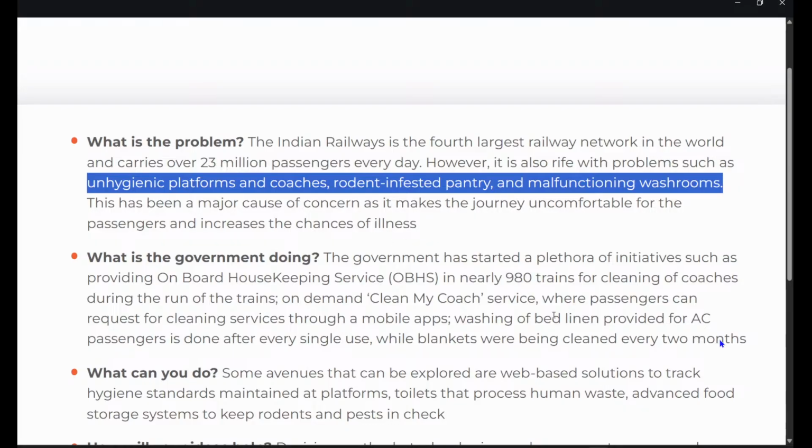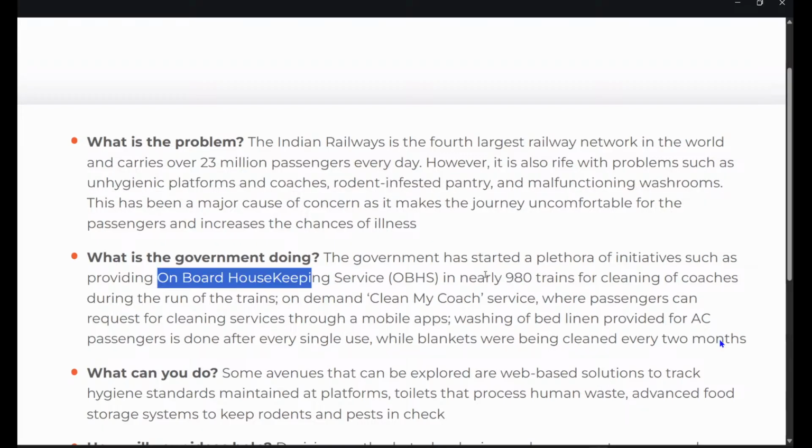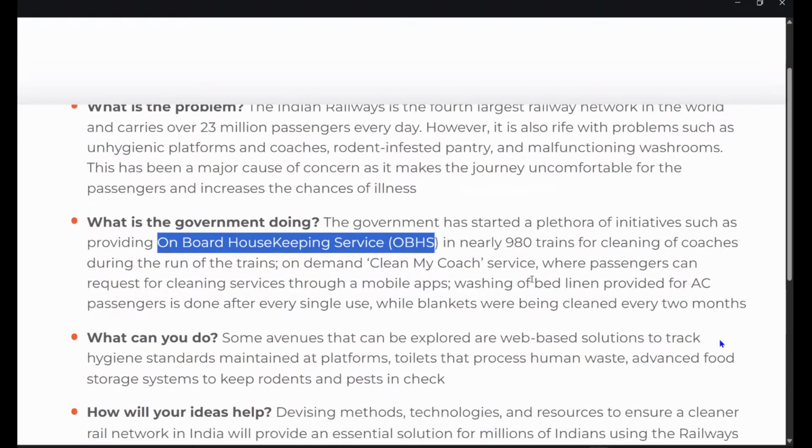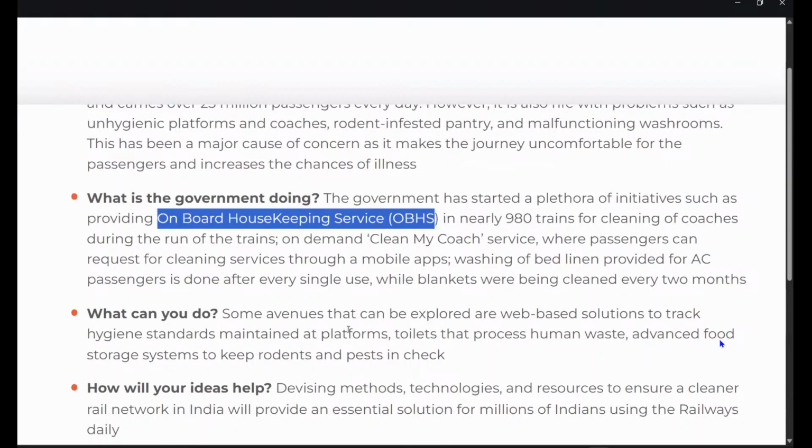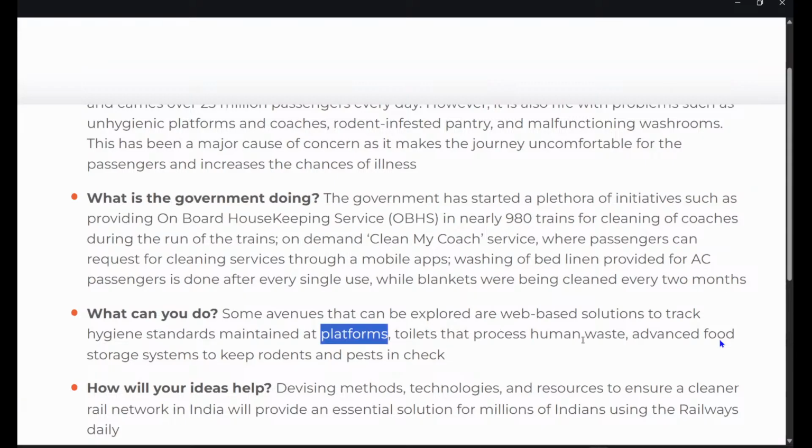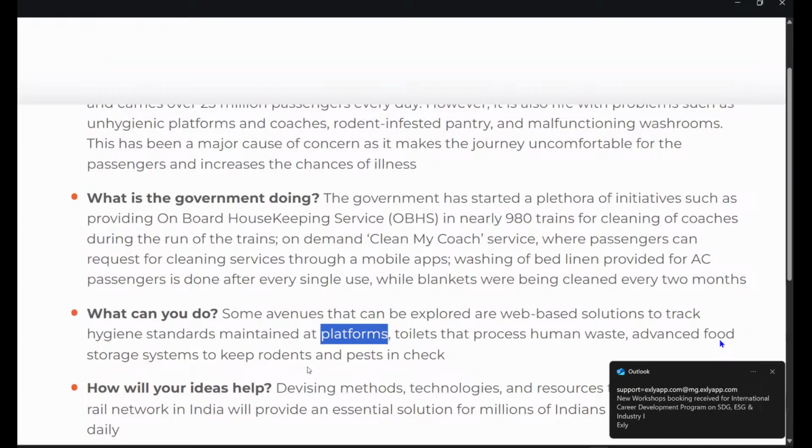Apart from that, what is the government doing? The initiatives they have are onboard housekeeping in nearly 900 trains, the Clean My Coach service, and so on. What can we do? We need to track hygiene standards maintained at different platforms, toilets that process human waste, and advanced food storage systems to keep rodents and pests in check.